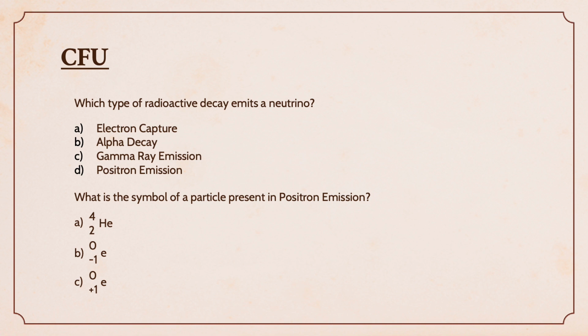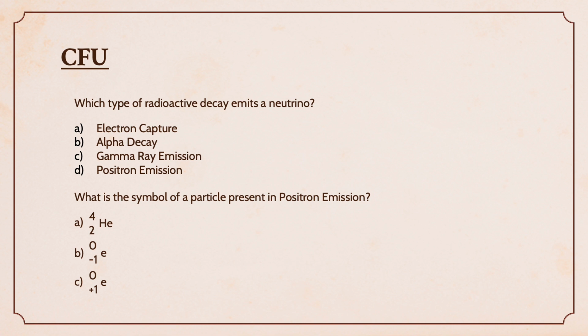Please pause the video if you would like to answer them on your own. The first question says, which type of radioactive decay emits a neutrino? We know it can't be answer choice B or C. Alpha decay emits an alpha particle and gamma ray emission emits a gamma ray photon. So we're left with electron capture or positron emission.